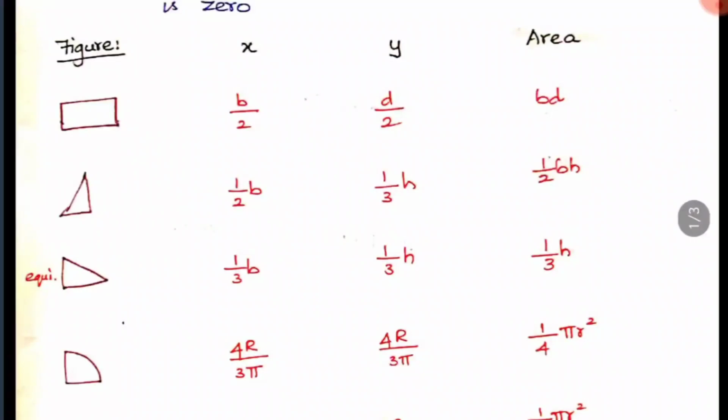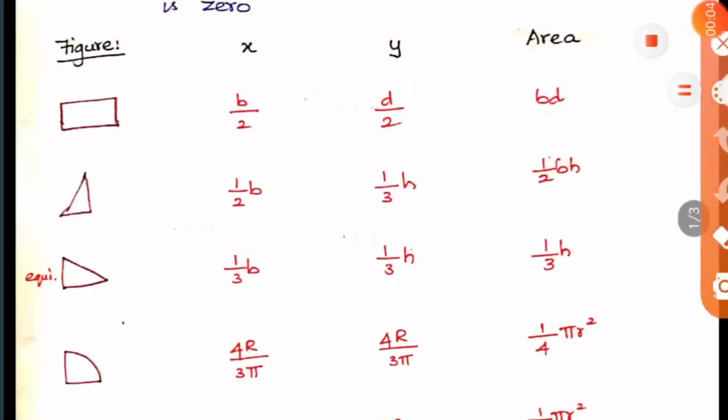Along the x-axis it is b by 2 and along the y-axis it is d by 2, and the area we know, b times d. So this is for the rectangle, and for the square also it is similar. When we go to the triangle, it is half b along the x-axis and 1 by 3 h along the y-axis. This 1 by 3 h is from the base, that is from this point to this point. If you measure it from the top, it should be 2 by 3 h.